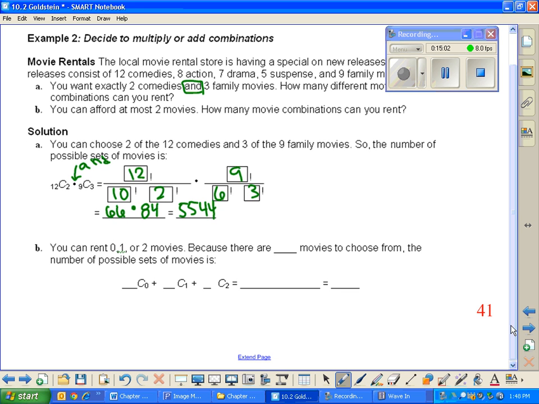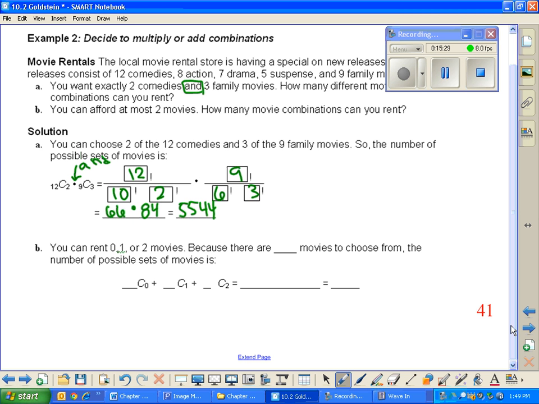All right, part B here. You can afford at most 2 movies. At most. So I could walk into the movie store and get 0 movies. I could walk into the movie store, get 1 movie. Or I could walk into the movie store and get 2 movies. But I can't get any more than that because it says that's all I can afford. I'm a college student. What can you do? How many movie combinations can you rent if this is the case?